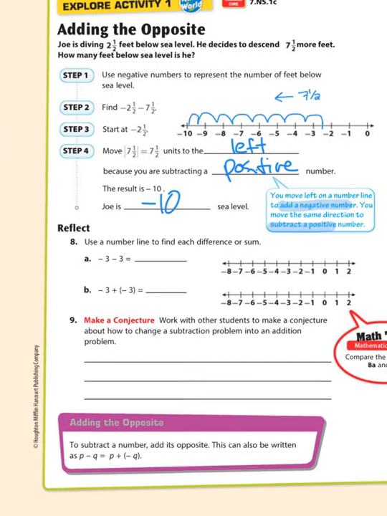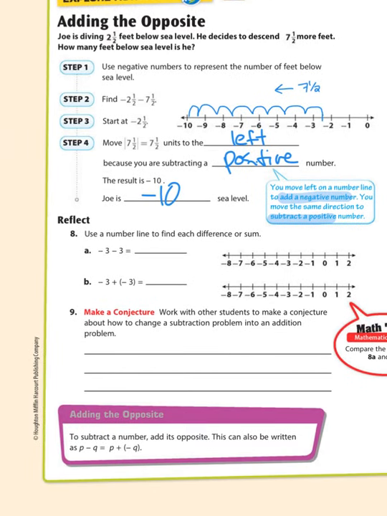All right, so let's look at number 8 and reflect a little bit. Use the number line to find each sum or difference. These are integers, whole numbers that we're dealing with. So I'm fully confident you guys can do these in your head, but we're going to use the number line to reflect a little bit on how they look on the number line and why they look that way.